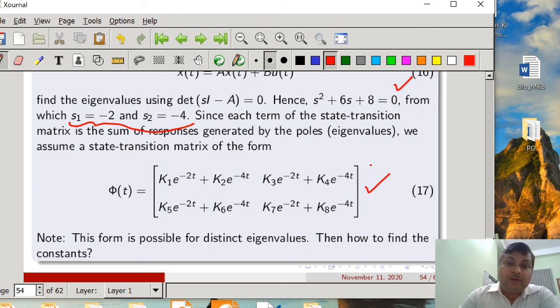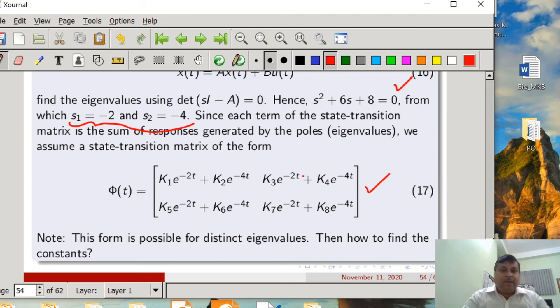Now if we are able to find these 8 constants, k1, k2, k3, k4, k5, k6, k7 and k8, then we can find out phi(t). So how can we find the constants? We require basically 8 simultaneous equations to solve it. Fine, so then we will use the properties.